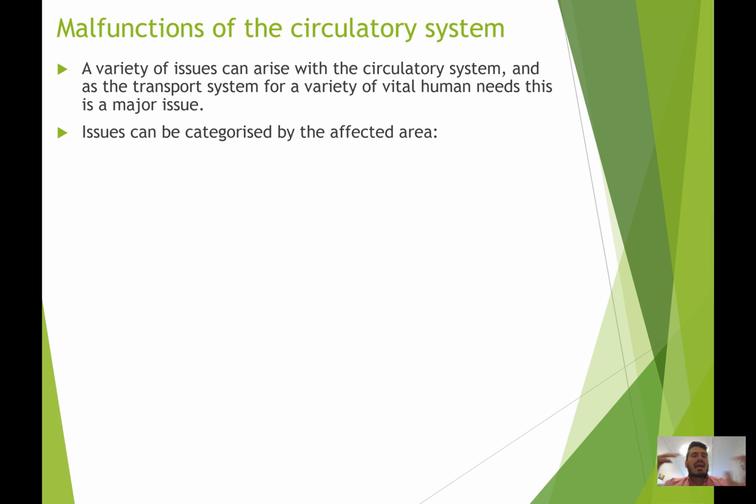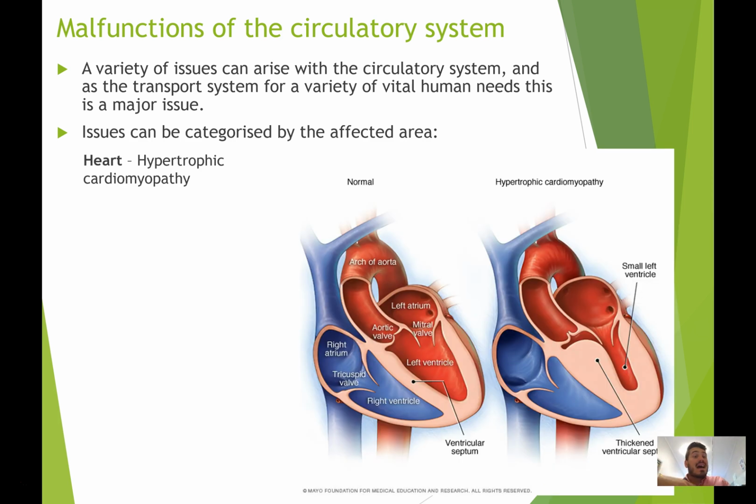Okay, we always categorize malfunctions by their affected area. So, for example, malfunctions of the heart. Okay, for example, if we have hypertrophic cardiomyopathy, right, here we're getting a malfunction where we're getting a thickened ventricular septum, which is the muscle wall in the middle of the heart, in between the right and the left hand side of the heart. All right, and this means that your left hand side of the heart can't pump properly, which is really dangerous because that's the side of the heart which is going to send blood to our body.